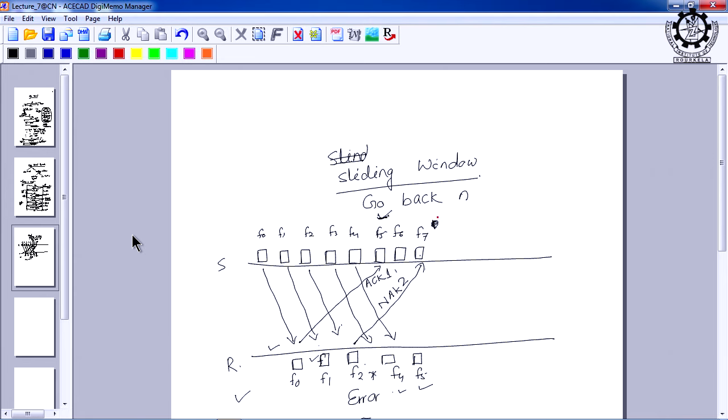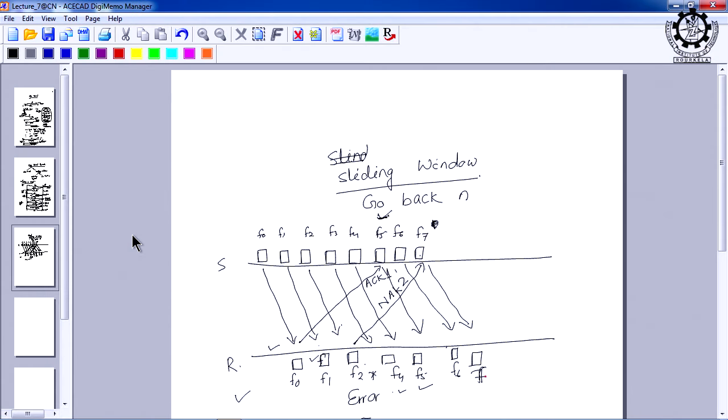So, in between it may happen that the sender has transmitted all the frames from F5, F6, everything, and it may also send F7. So, F6 and F7 have all been transmitted by the sender, and in the meantime it receives a NAK from the receiver that NAK 2, or frame 2, was erroneous.